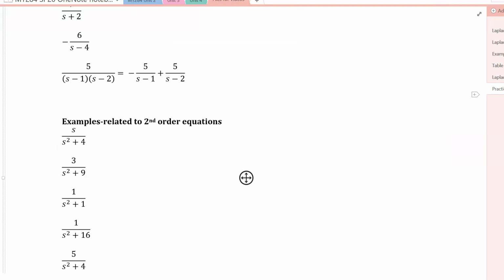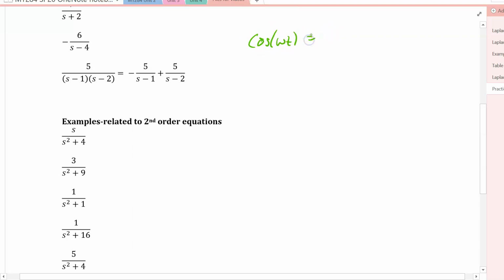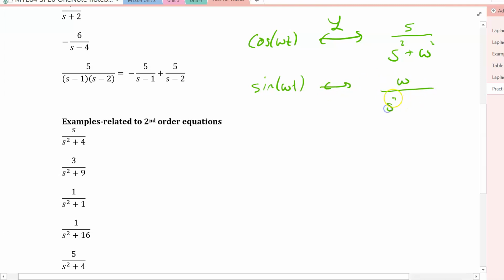I'm just going to write that on this page: for cosine of omega t, its Laplace transform, and I'm not going to put an equals, let's just put an arrow between them, thinking about these as related via the Laplace transform, goes to s over s squared plus omega squared. For sine of omega t, it's related to omega over s squared plus omega squared. So some of these are going to be very straightforward and simple. For other ones, we might have to do some manipulation to get the expression in terms of s into the form we have on the right-hand side there.